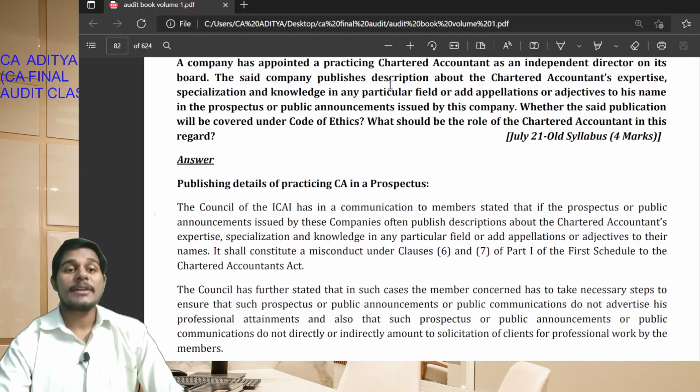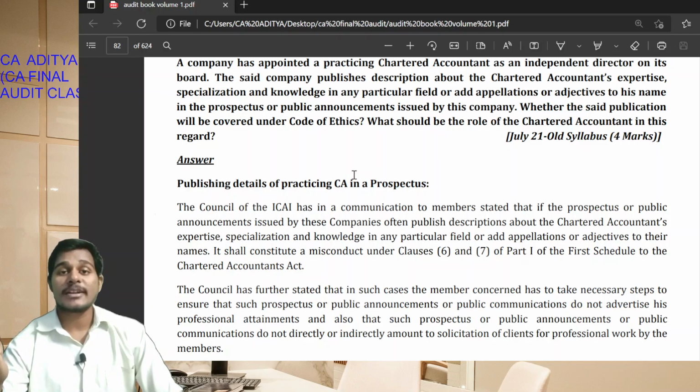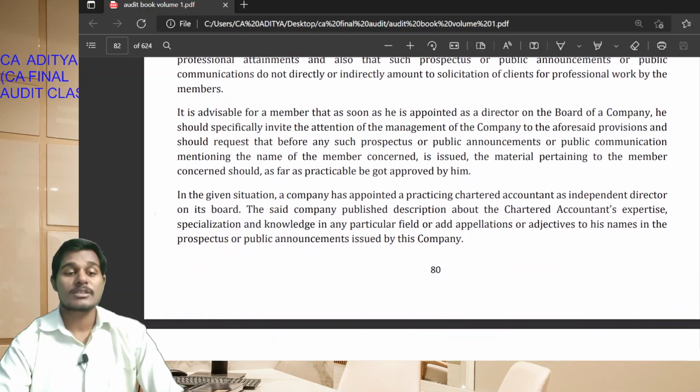See students, a company has appointed a practicing chartered accountant as an independent director on its board. The said company publishes a description about the chartered accountant's expertise, specialization and knowledge in a particular field, adding ampliation and adjectives to his name in the prospectus. See students, a prospectus should state only the name of the chartered accountant; his professional attainments should not be provided and the name of the firm should not be provided. In the present case, his professional attainments are provided, so he will be professionally misconduct as per clause 7 of Part 1 of the First Schedule to the Chartered Accountants Act.